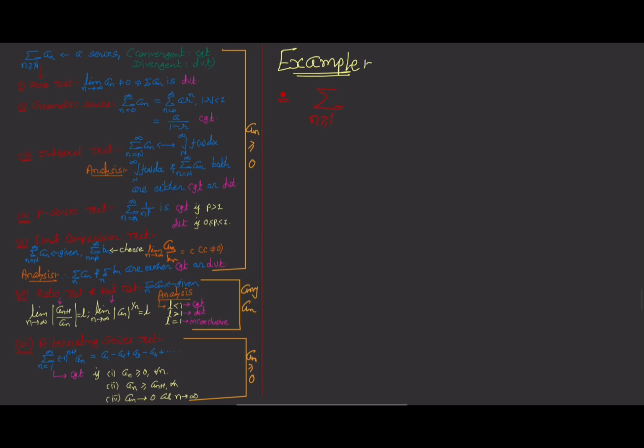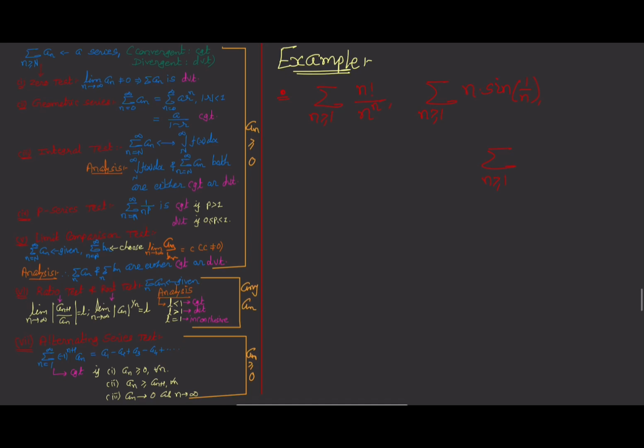The series are: summation n greater than or equal to 1 of n factorial upon n raised to n. The second one is summation n greater than or equal to 1 of n into sine 1 upon n. The third one is summation n greater than or equal to 1 of 1 upon n into ln n square.